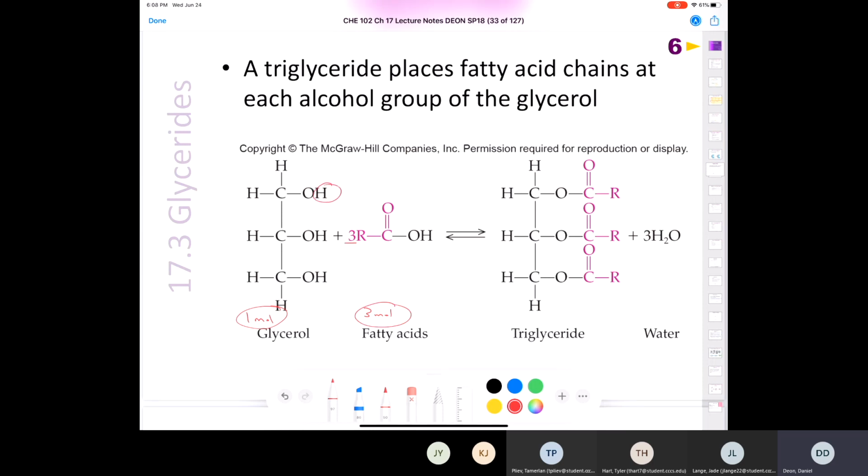Because we're adding one here, here, and here. All right, so that covers the stoichiometry a little bit. And then we get a triglyceride.